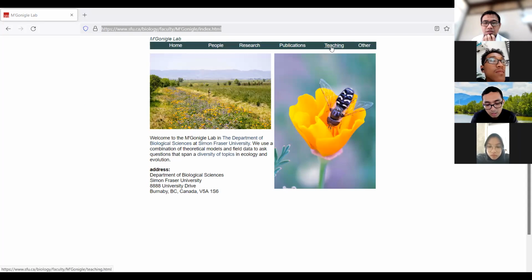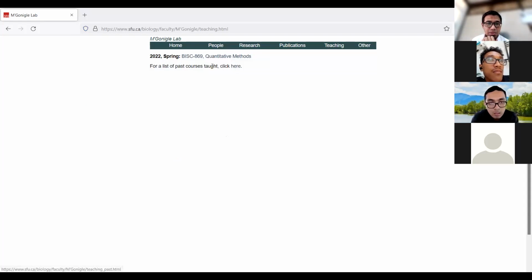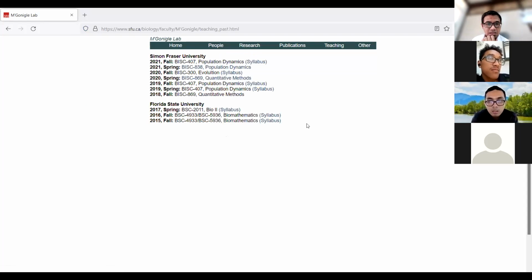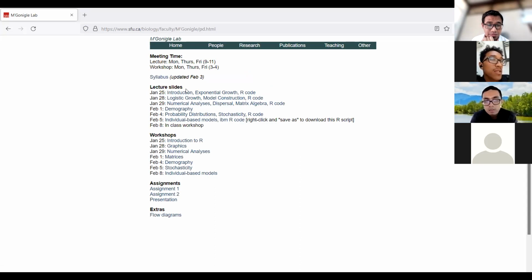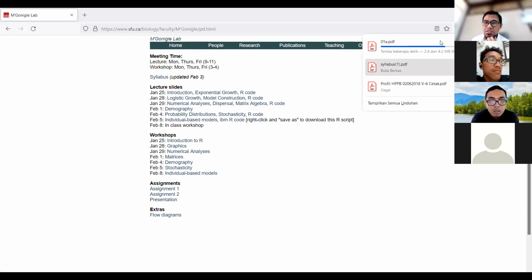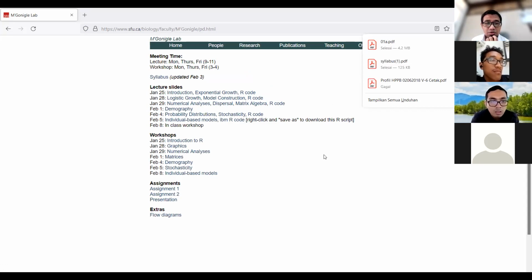You can choose the teaching menu, then click past courses, and then click this one, population dynamics. I will use this slide: introduction, exponential growth, and logistic growth. You can download it by yourself, or you can also download it in our e-learning. I have uploaded the slides into the e-learning.